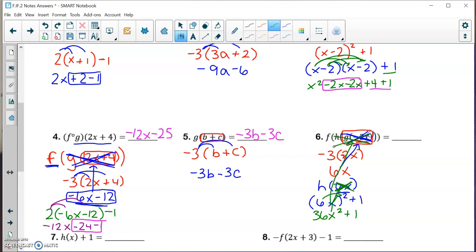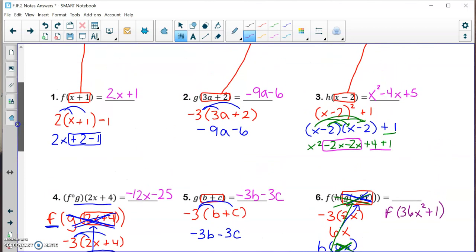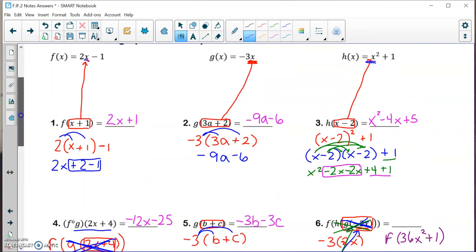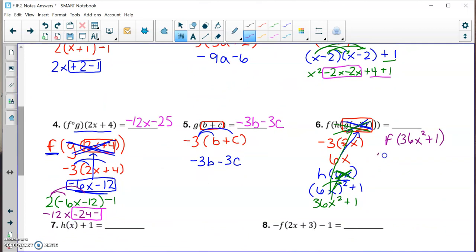And now I'm going to have an f of 36x squared plus 1. That's the last step. That's what I'm trying to find. So I'm going to put 36x squared plus 1 in for x in my f of x function. So I have a 2 times a 36x squared plus a 1, and then I have minus 1 from my f of x function.